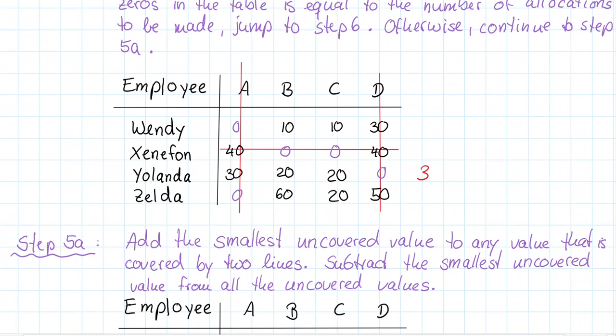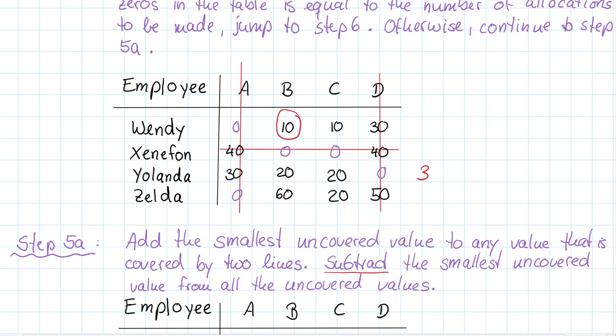Okay, have a look at the uncovered values. 10, 10, 20, 20, 60, 20. The smallest of those is a 10. What do we need to do? We need to subtract that from all, add the smallest uncovered, we need to add that to any value that is covered by 2 lines.